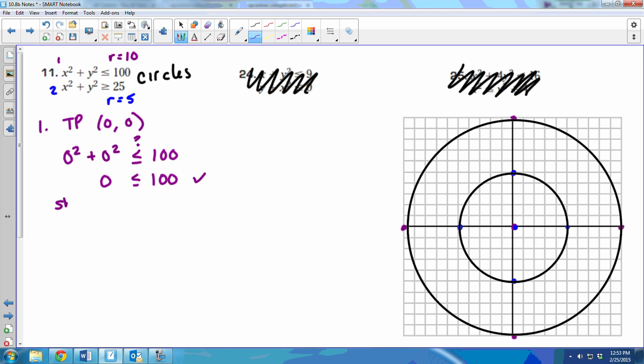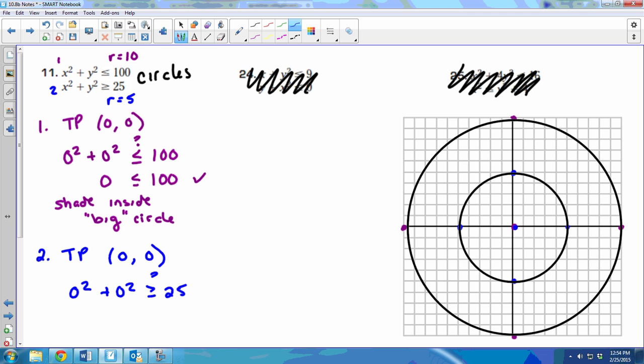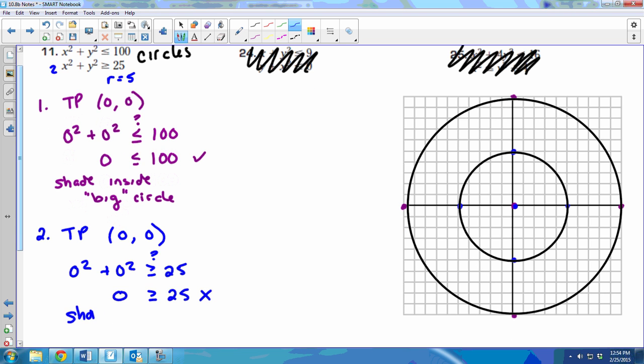Okay, so I'm shading inside the big circle. I'm not shading the bigger outside circle. All right. Then I'm going to do a test point for this one. Again, you might not need them for this one. I get that. I'm just doing it. Make sure everyone's with me. 0 squared plus 0 squared, is that greater than or equal to 25? Well, no. No, it's not. So you would shade outside of the little circle, right? Because 0, 0 is on the inside. And if it's not true, that means you can't shade there. Right. So this one we would shade outside the little circle.